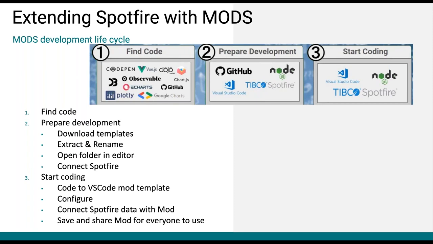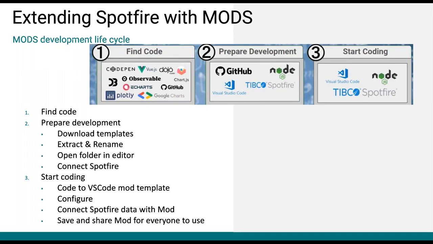The second step will be preparing development. Of course, we have to use some applications: GitHub to download the templates, Visual Studio Code to develop, and then Node.js. This is the node that will be running in the background. This is useful because we can quickly see the changes in Spotfire.